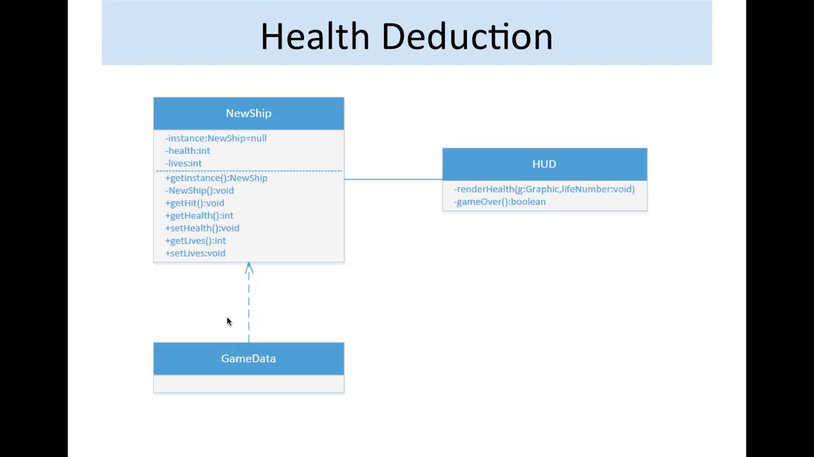The game data class has the method to check if the new ship is colliding with an enemy ship or bullets, and it calls the getHit method. I also added the random health method in the HUD class. It updates the health information when the player is getting hit. The game over method will return true when both the player's health and lives are 0.